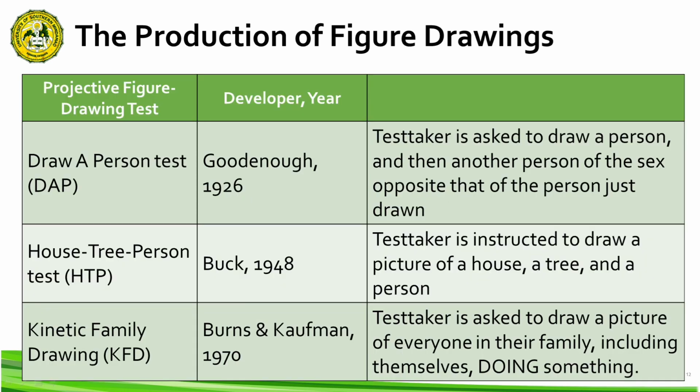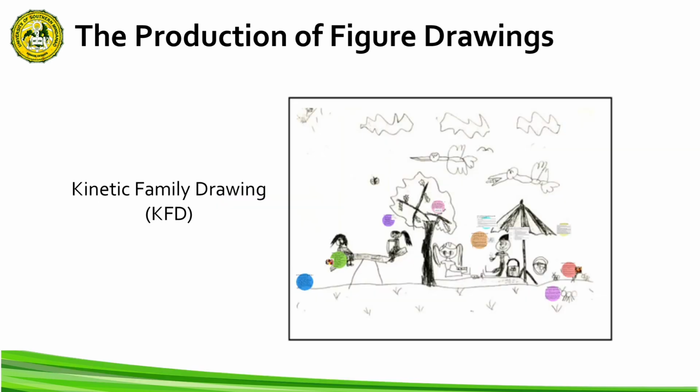The third one is the kinetic family drawing, or the KFD, that was developed by Burns and Kaufman in 1970. So the KFD is thought to be of particular value in learning about the examinee in relation to her or his family. The examiner instructs the child to draw a picture of themselves and everyone in his or her family doing something. Then the examinee is asked to identify each of the figures, talk about the relationship, and detail what they are doing in the picture and why. And we have here an example of the kinetic family drawing.